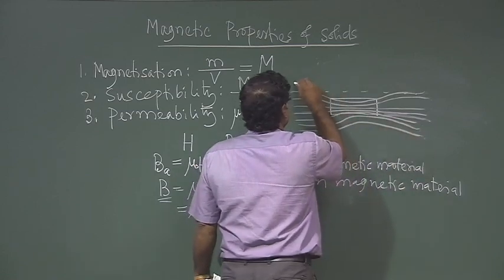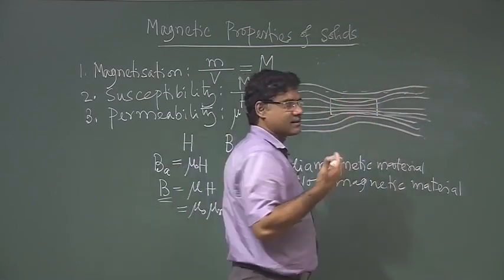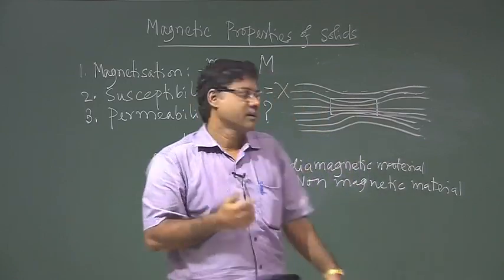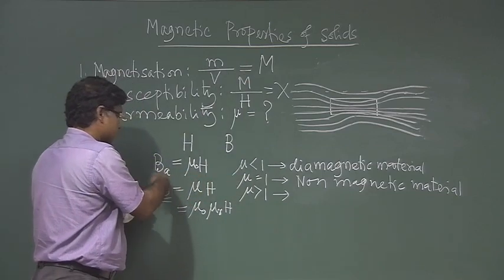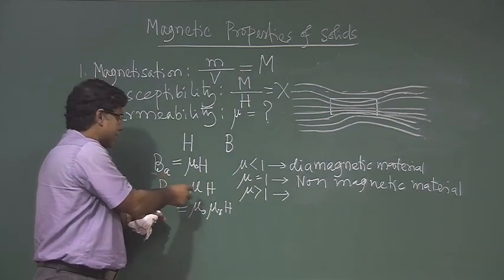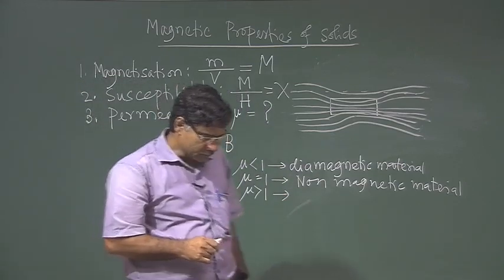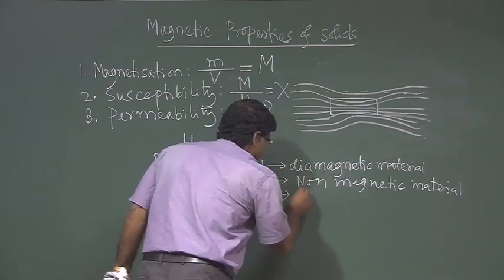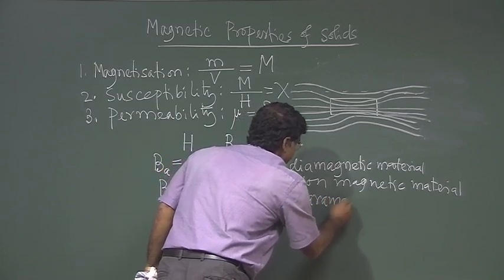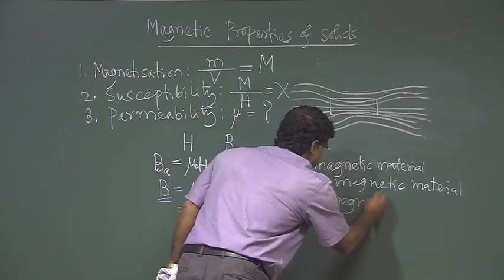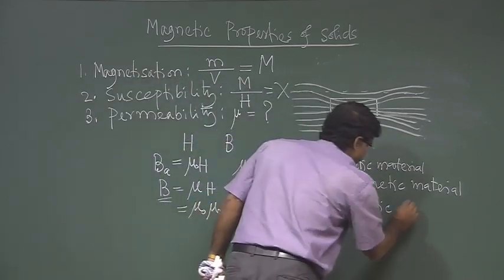Like this. Okay. So, inside of this material, the line density of lines of force will be increased. So, mu is greater than 1. So, this magnetic flux density will be higher, B will be higher than H. Okay. So, then this is called the paramagnetic material, or ferromagnetic material.